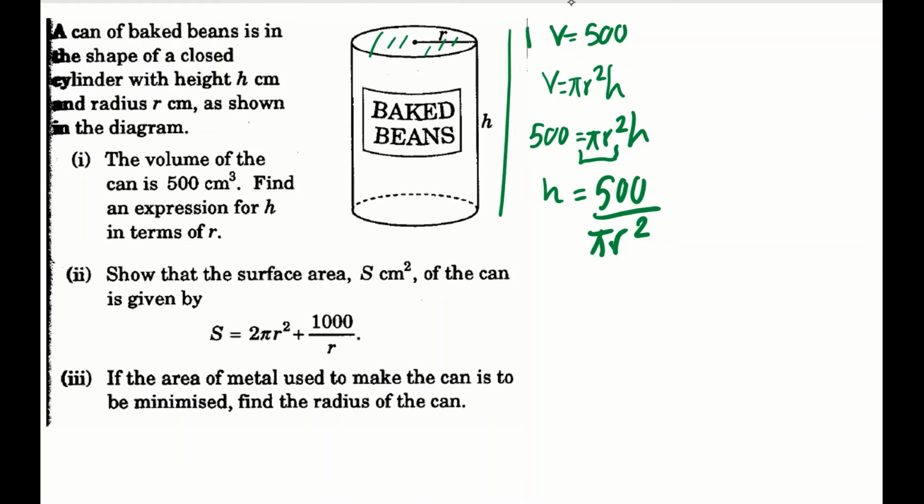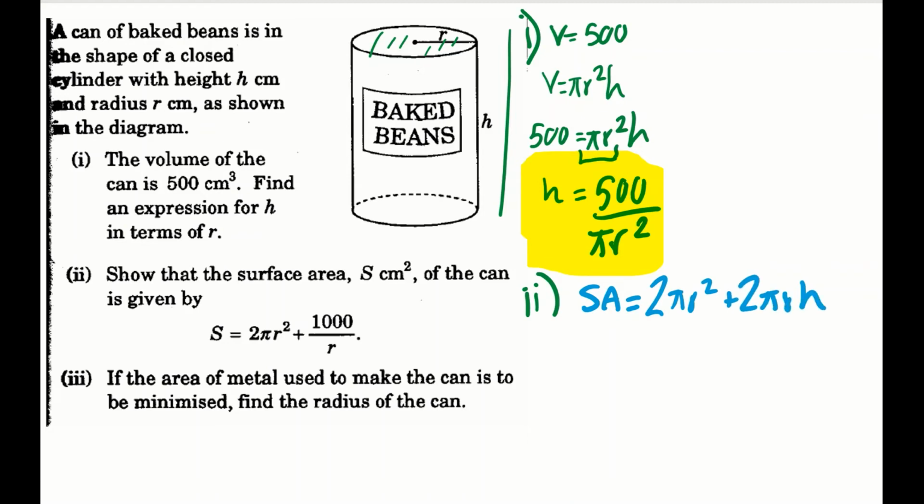So now part 2 is the show part. Part 2 says, show the surface area can be written as that. So my first formula I already have, I just did it in part 1. My second formula wants me to use the surface area. I know the surface area of a cylinder. Again, you should know these off the top of your head: 2 pi r squared plus 2 pi r h.